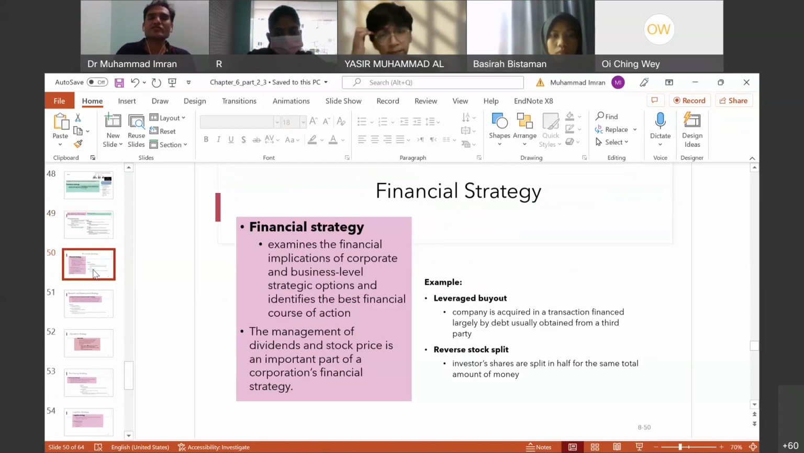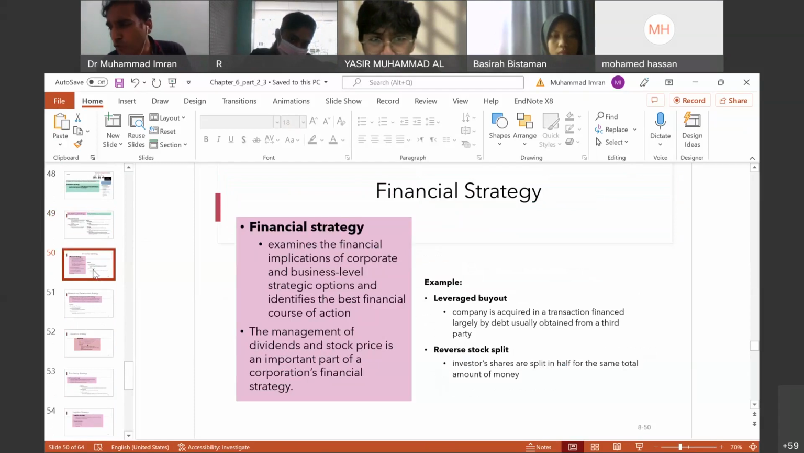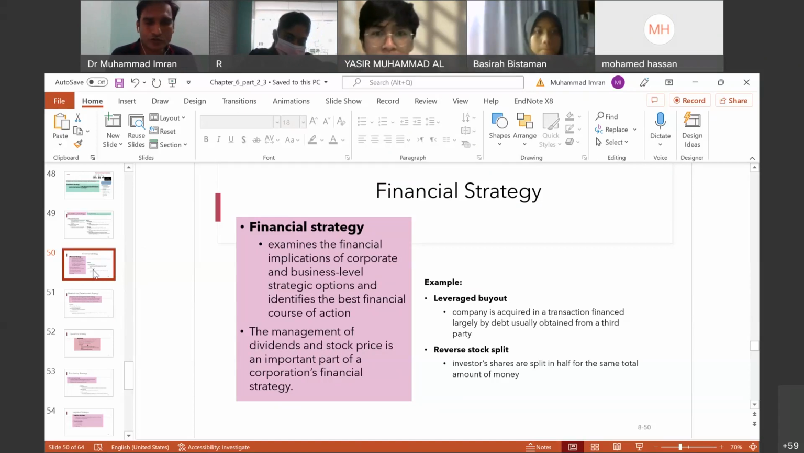The other one is the financial strategy. The main objective is how we analyze the performance of the company. The core analysis most companies do is the profit and loss statement. Profit and loss statement means the income statement and the balance sheet. The profit and loss statement shows the profit or the loss, and the balance sheet shows the strength, the assets record of the company.